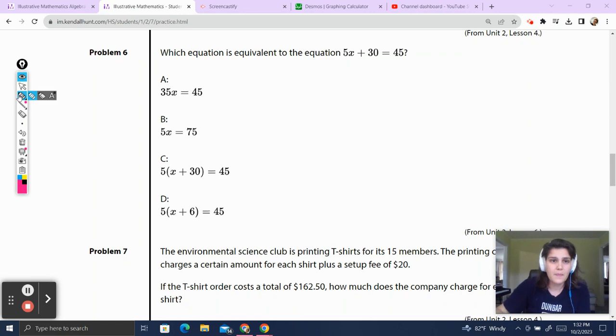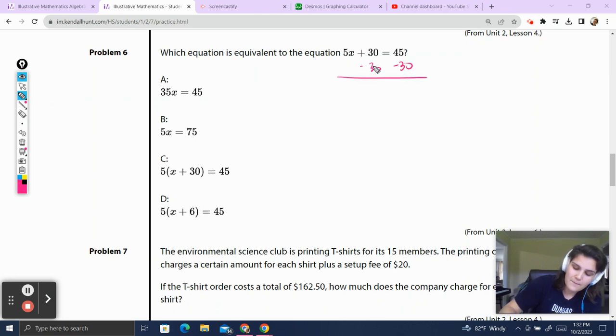Problem number 6. Which equation is equivalent to the equation 5x plus 30 is equal to 45? Well, I'm just going to solve these. In my head, solving it is the quickest way. You could try to rewrite, that would be okay, but I like to solve. So x is equal to 3. So if x is equal to 3, I'm good to go.